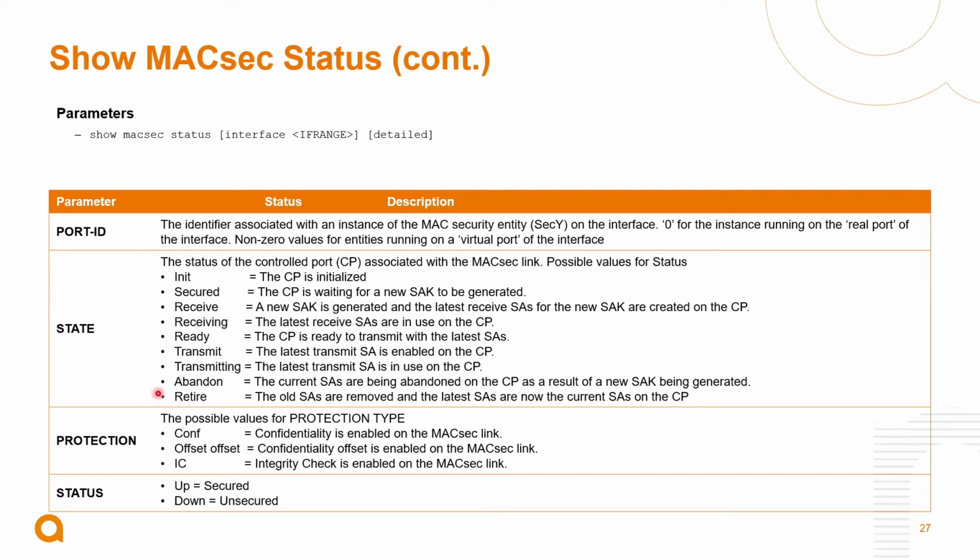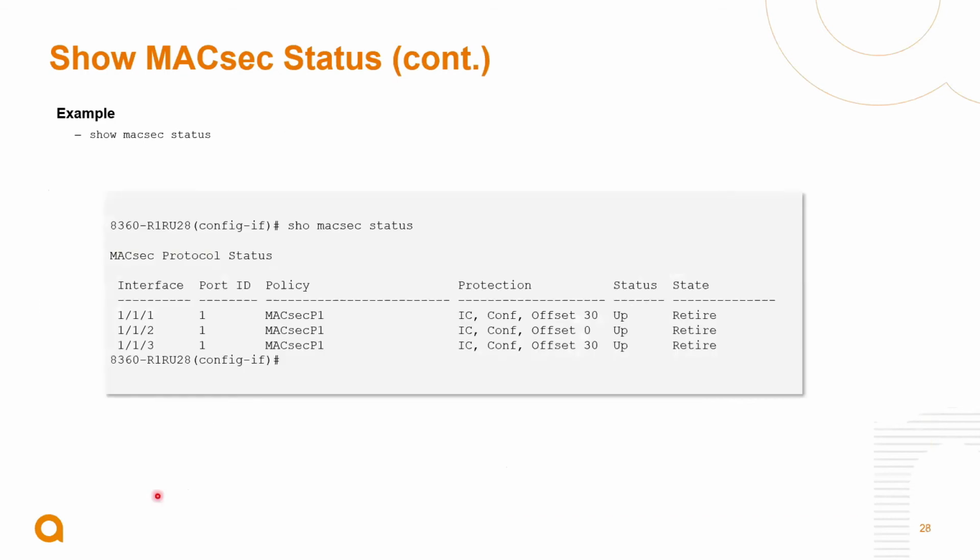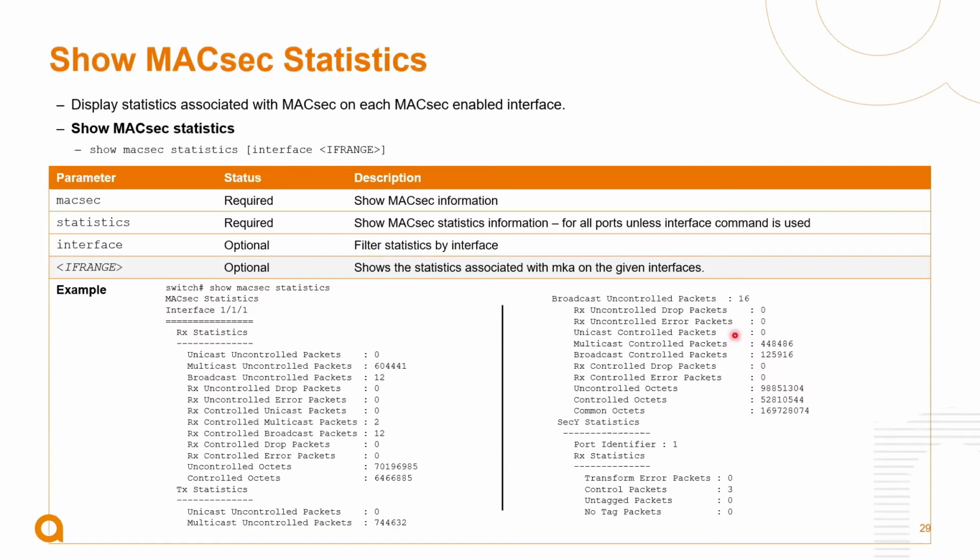And for the sake of people who are not tech savvy and don't care about the exact CP states, we have a simple status that tells whether the channel is secured or not using the up and down values. So a status of up indicates that the MACsec channel is up and running fine. Yeah, so this is the current state of the output. It indicates whether the status is up or not and the CP state. So you would want to check that the state is up.